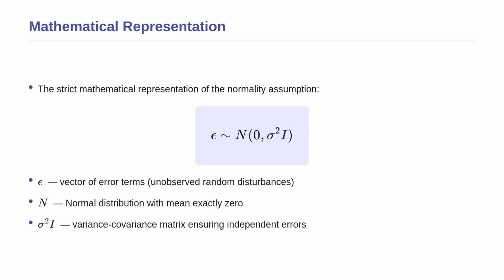Inside the parentheses, the 0 indicates that the average of all errors is exactly 0, meaning no systematic over or under prediction. Finally, sigma squared times I represents the variance-covariance matrix, where sigma squared is the constant variance and I is the identity matrix, ensuring each error is independent. If the errors deviate from this exact setup, the assumption is violated.